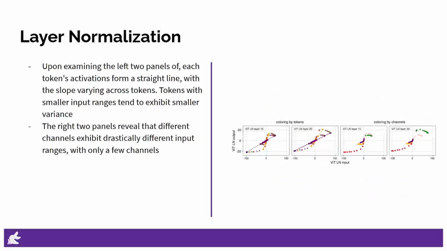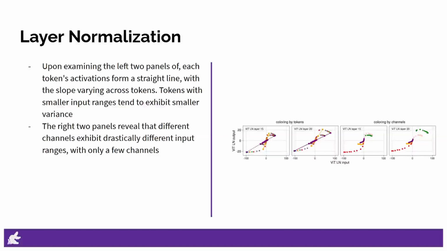The LN layer's dual role in both linear transformation and nonlinear value squashing can be understood by examining the behavior of token and channel activations. To illustrate this, we can visualize the distribution of points grouped by tokens and channels, respectively. Examining the left two panels, each token's activations form a straight line, with the slope varying across tokens. Tokens with smaller input ranges tend to exhibit smaller variance, leading to a larger slope in the straight line due to the normalization layer's division by a smaller standard deviation. Collectively, these straight lines form an S-shaped curve reminiscent of a tanh function.